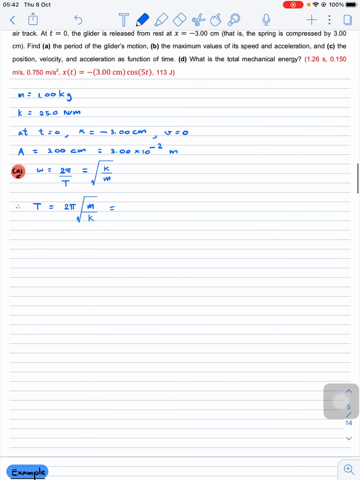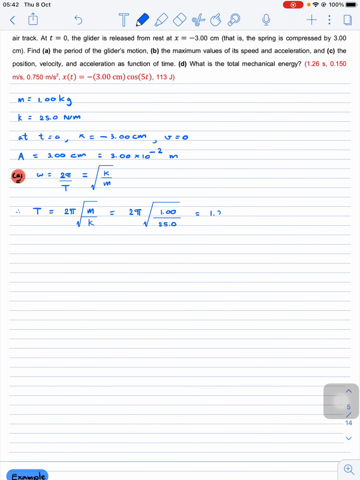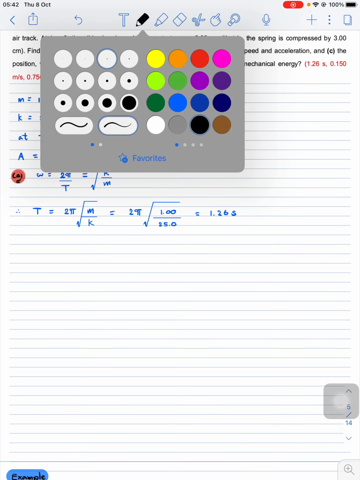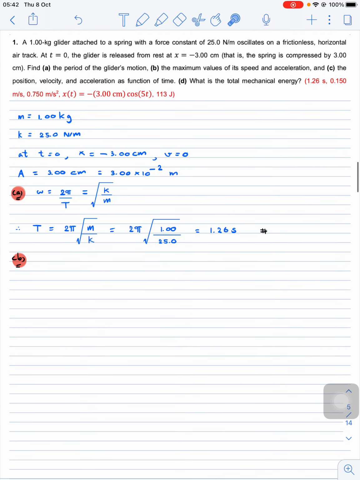Equal to, okay, so now let's just put in the numbers. We have the mass equal to 1.00 kilogram and the spring constant just 25.0 Newton per meter. So then finally the period is equal to 1.26 seconds. Now for part B. Find the maximum values of the speed and the acceleration.